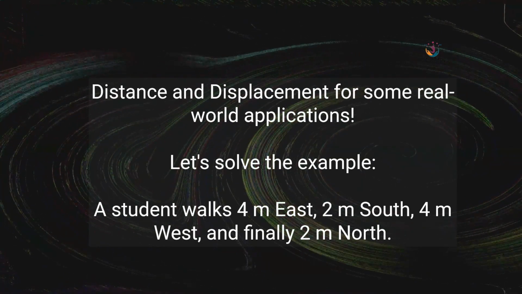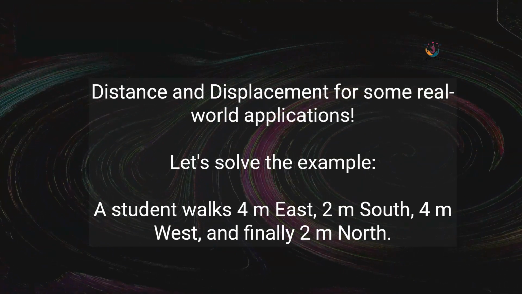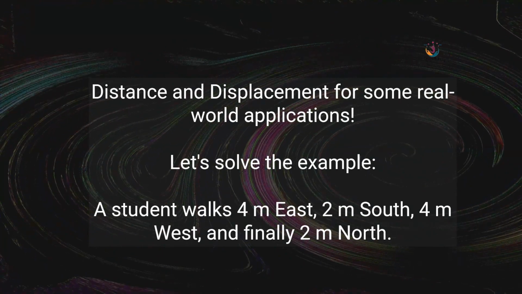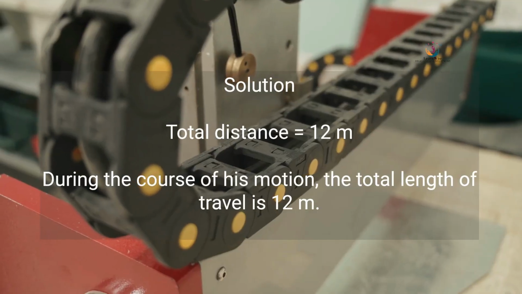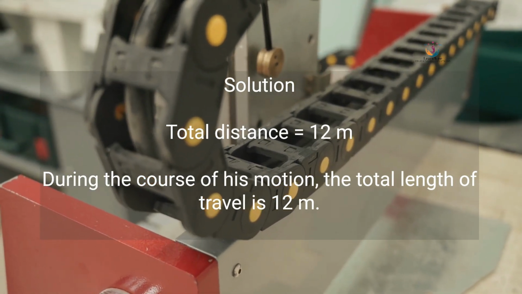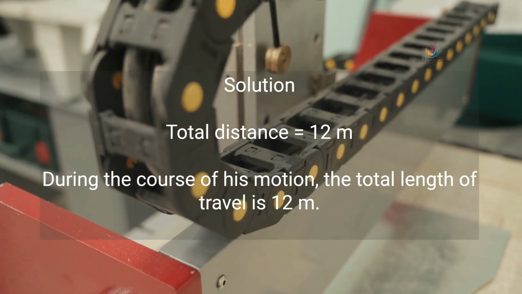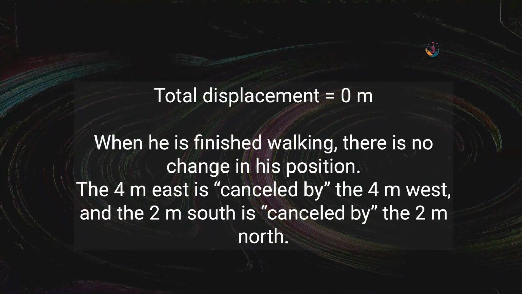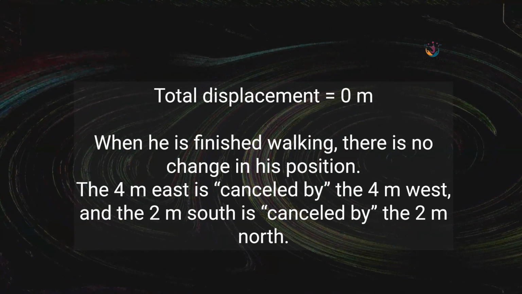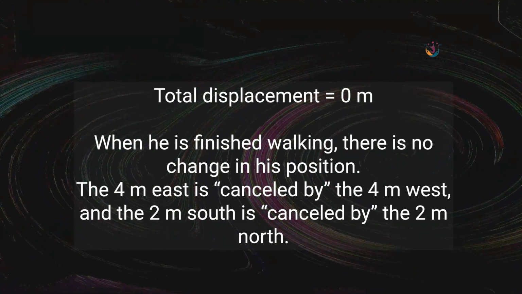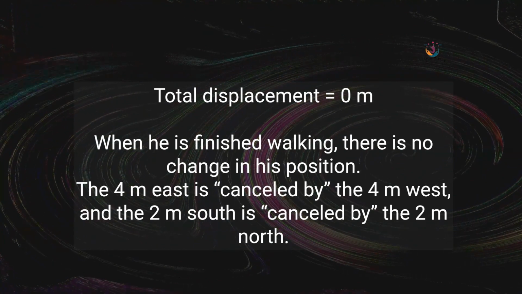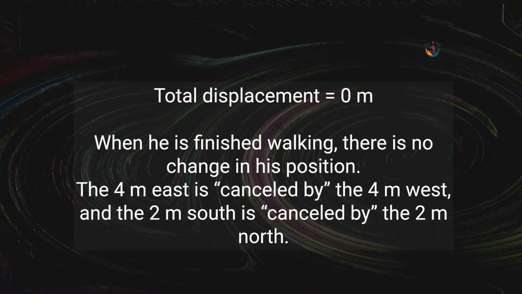Let's solve the example. A student walks 4m east, 2m south, 4m west, and finally 2m north. Solution. Total distance equals 12m. During the course of his motion, the total length of travel is 12m. Total displacement equals 0m. When he is finished walking, there is no change in his position. The 4m east is cancelled by the 4m west, and the 2m south is cancelled by the 2m north.